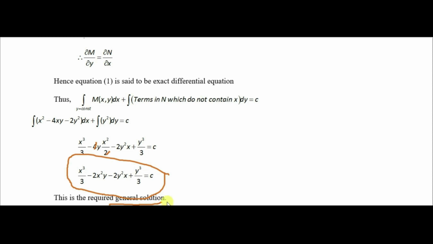We just have to check that the given differential equation is exact, and if it is exact, then we write this formula, put the value of M and the terms of N which do not contain x, and on integrating we get the solution of the required differential equation. So based upon that, we take one more example. Solve this equation: (2xy plus e to the power y) dx plus (x square plus x e to the power y) dy equal to 0. Again we write the given differential equation as equation number 1.